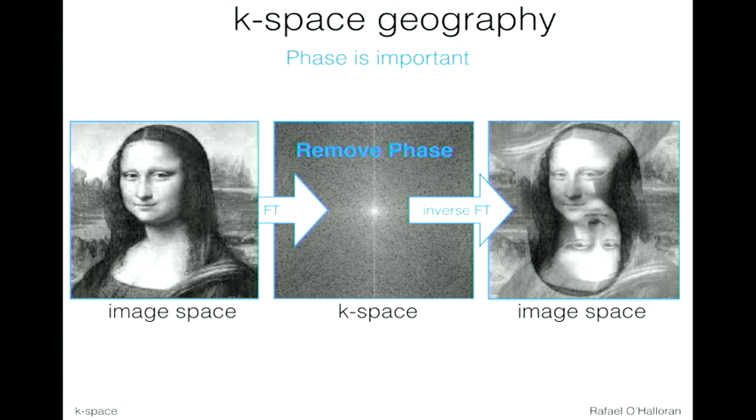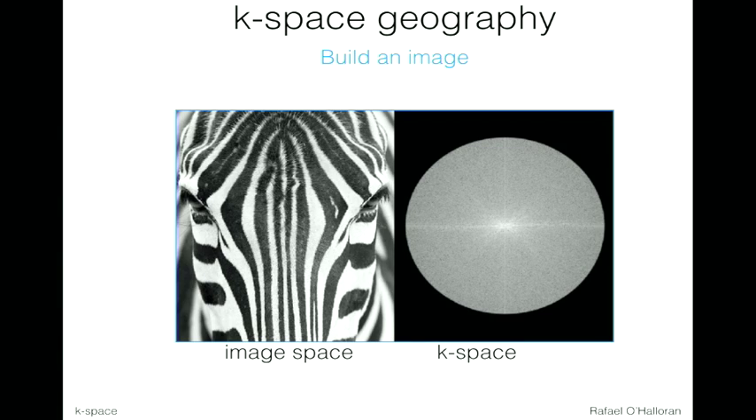When you do that, you get this image, which is obviously not right. And so you can imagine if you don't pay attention to your phase in an MRI image, you're going to get a brain that looks kind of like that too, or whatever part it is that you're looking at. So phase is important. Okay, so let's look at how to build up an image from K-space.